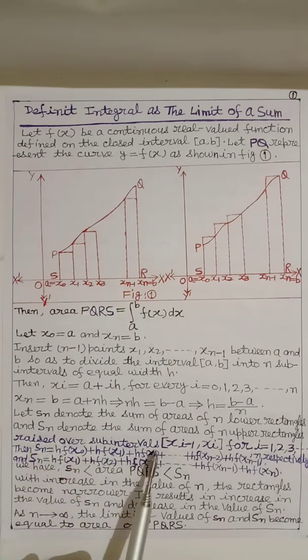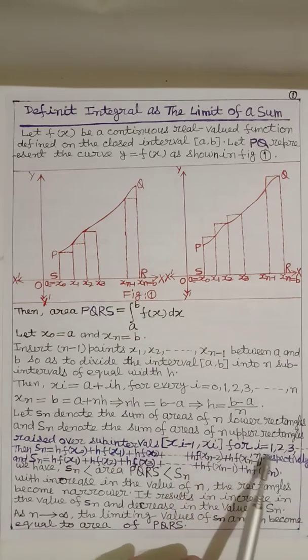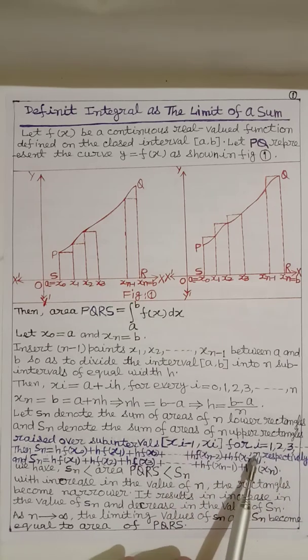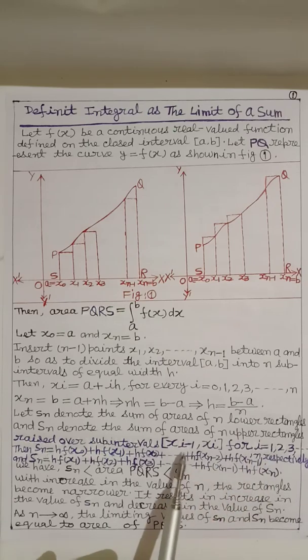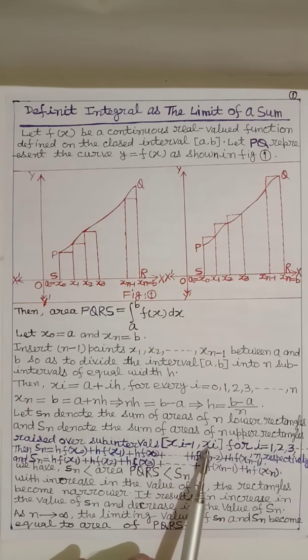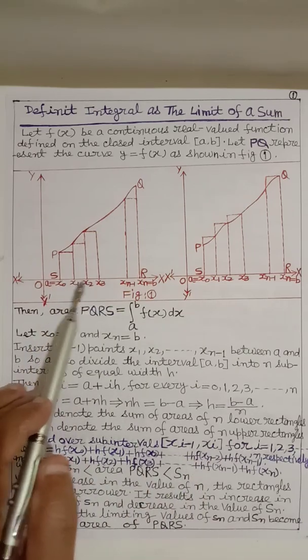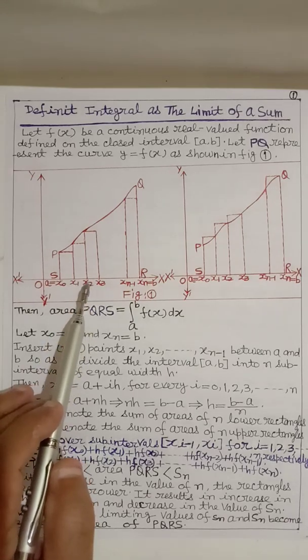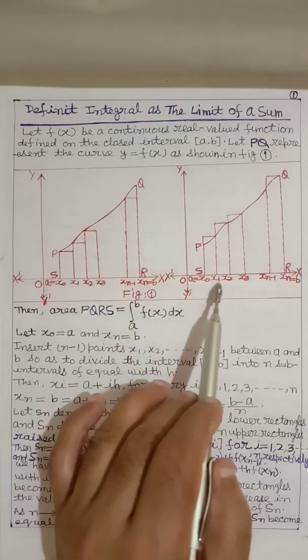Raised over sub-intervals xi minus 1 to xi for i equal to 1, 2, 3 and so on up to n respectively. Means if we put i equal to 1, we get the first sub-interval x0 to x1, similarly x1 to x2, x2 to x3 and so on up to xn minus 1 to xn, similarly in this figure also.